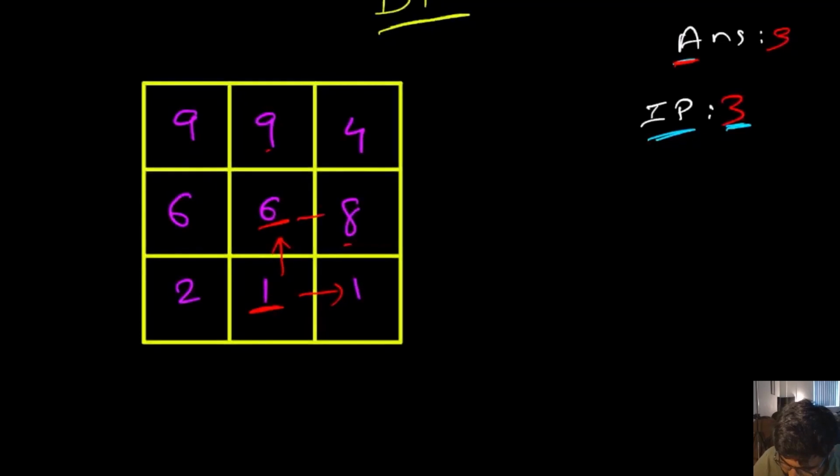So let's just first go to 8. Okay, now we went to the 8. From 8, can we go anywhere else? No. So in this case, for this particular path, the answer we found is 3.